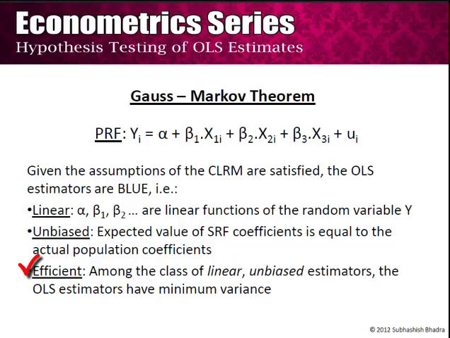Thirdly, they are efficient. That is, among the class of linear and unbiased estimators, the OLS estimators have minimum variance. If we take any linear and unbiased estimator using some other methodology, the OLS estimators will have the least variance in that entire class. And hence, if the CLRM is satisfied, what we are basically saying is that the OLS estimators are the best estimators available to us.